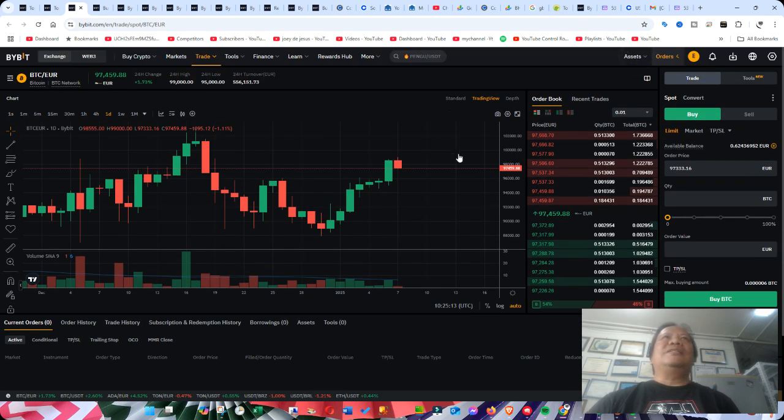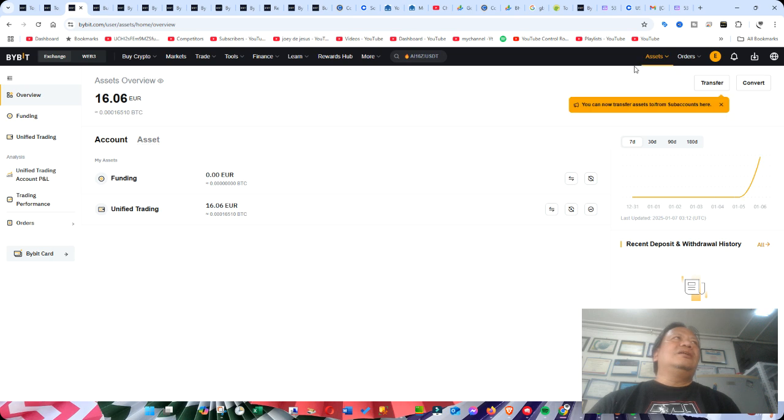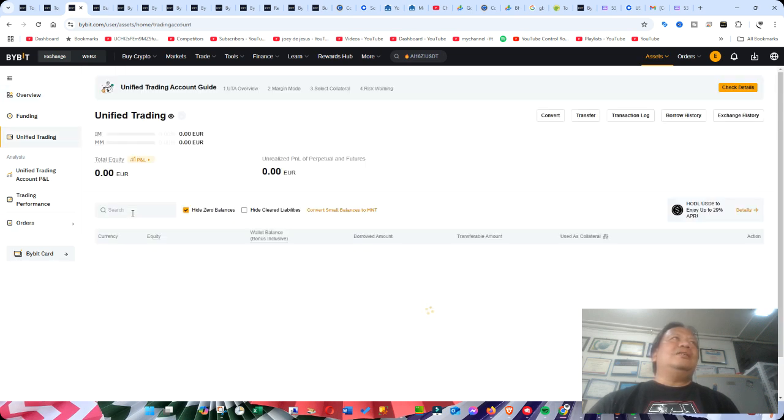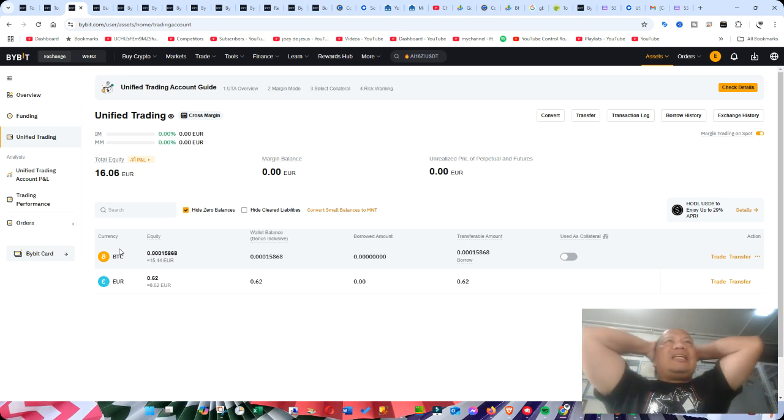And go to our asset, and we have asset in our unified trading, and you have now 16 euro, which is actually Bitcoin. That's how you can do forex aware trading using multi-currency.